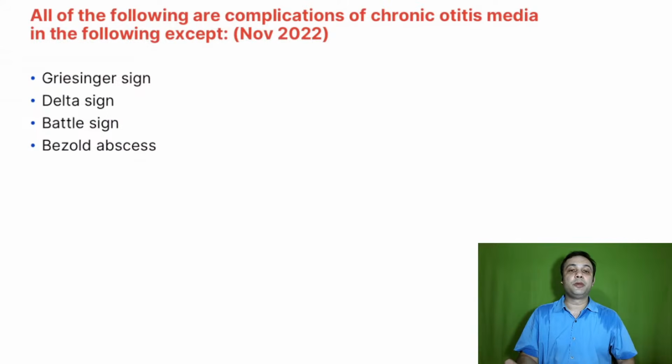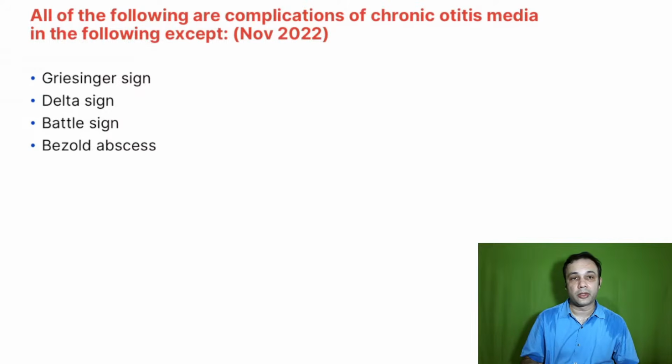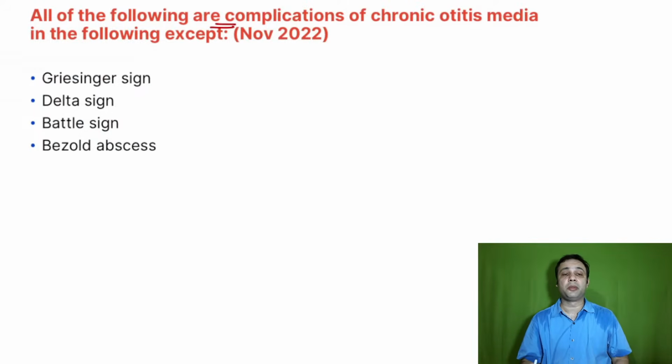Now let's come to a few others. Let's shift a little bit from the audiological aspects and come to complications of chronic otitis media. Important question here: all of the following are complications of chronic otitis media, except. Or the question can be framed in a better way: what are the signs, or whatever you can mention, right? This question has not been framed properly. But if you were to look at this particular question, what would you answer it as?